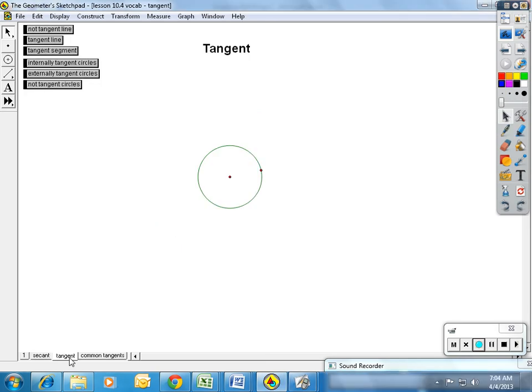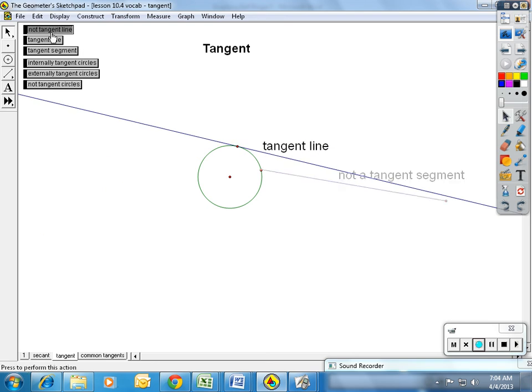Tangent. What does tangent look like? This is a tangent line right here. A tangent line touches the circle in one spot, only in one point, only has one point of contact with the circle. So you can see that only the line and the circle share one point. Here's a tangent segment. A tangent segment is a segment, just like I don't have arrows on either end. And it also just has one point in contact with the circle.